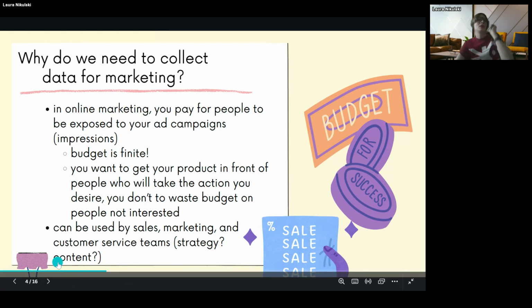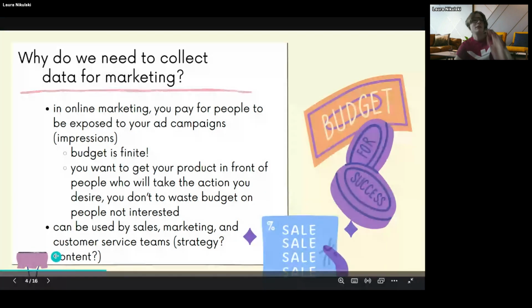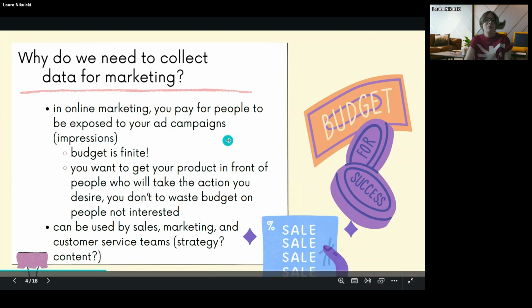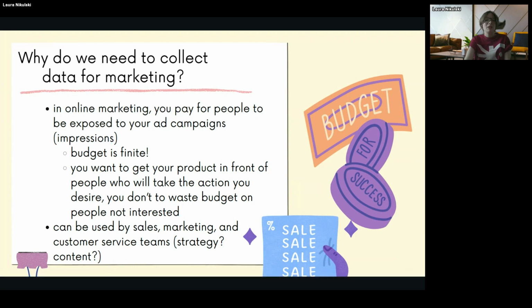So the reason why we need to collect data in marketing, specifically online marketing, is basically you have a budget. You do not have infinite amounts of money, right? And so when you show your ads in your ad campaigns to people, you pay for something called impressions. So these many people will look at your ads, and that's what you're getting charged for typically. Or also these many people click. Okay, so it's actually not just a view, it's kind of like a click, and then you get charged for that.